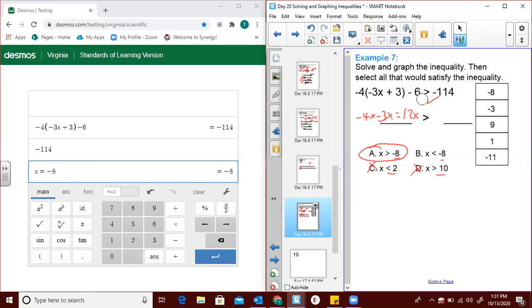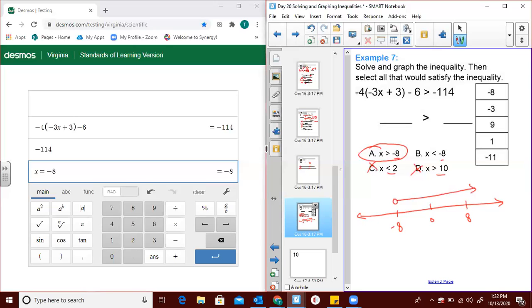Now this kind of has like 3 parts to it. So if I were to graph this on a number line, I have my 0 here, I'd have a negative 8 here, and it's everything greater than negative 8. And you could draw another 8 here just for symmetry. Now, if you had to select all of these out of these possible answers that would satisfy this inequality, you know that you could plug in a value for x and see if it fits.